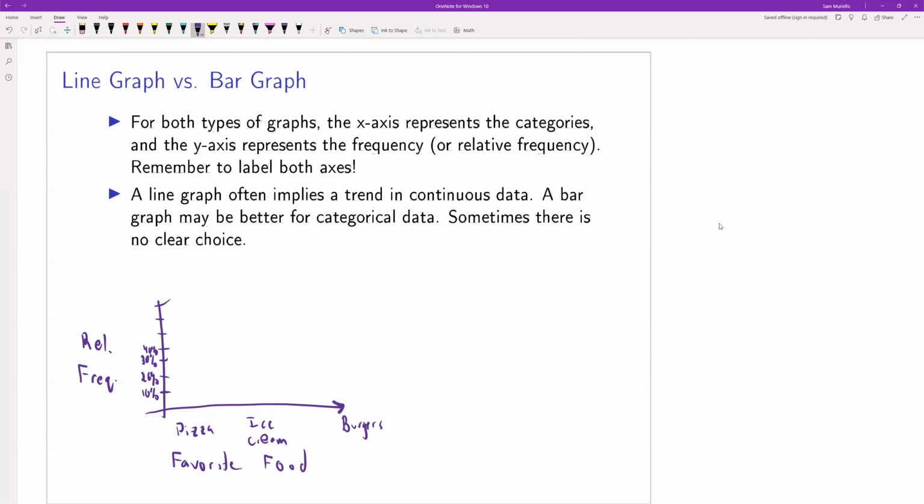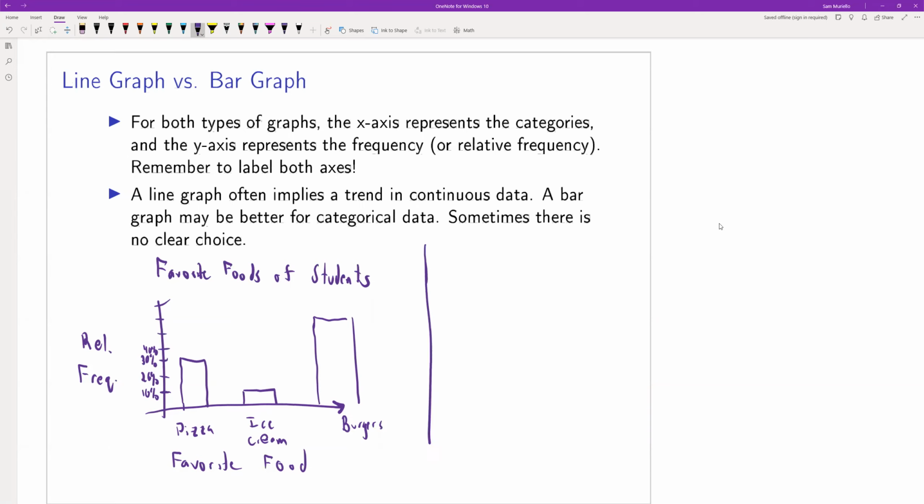Sometimes it's even important to give a name to the graph. So favorite foods of students. And then we can create a bar for each. Maybe 30% have their favorite food as pizza, 10% say ice cream, and 60% say burgers. Gives us a nice visual representation of what's going on.